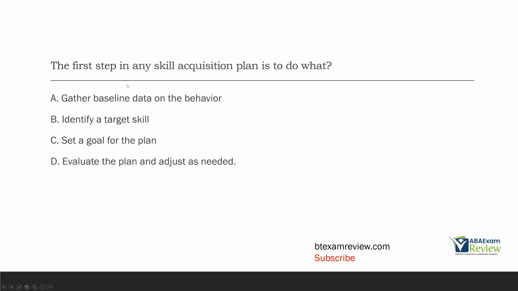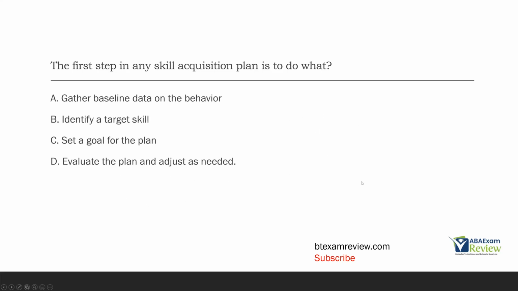If they're asking for the first step in a skill acquisition plan, well, the first thing you're going to do is identify a target skill, right? You have to do that before you can do anything else. What about C, setting a goal for the plan? Well, we can't set a goal until we have our skill. And then D, evaluate the plan and adjust as needed. D is the last step.